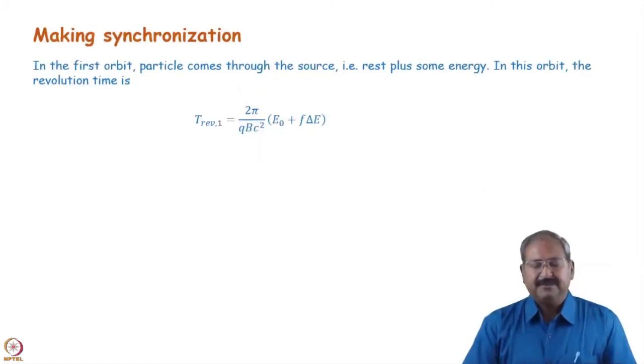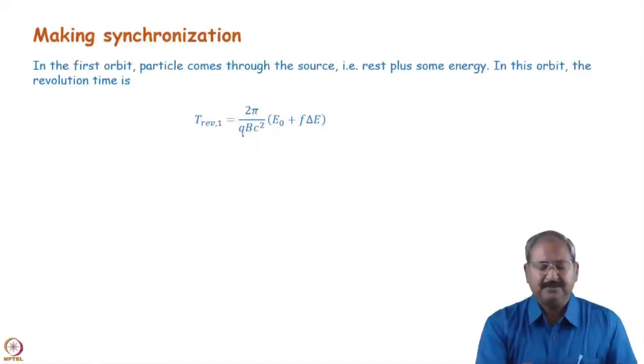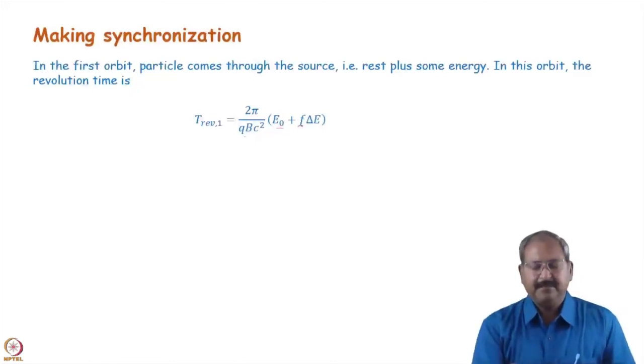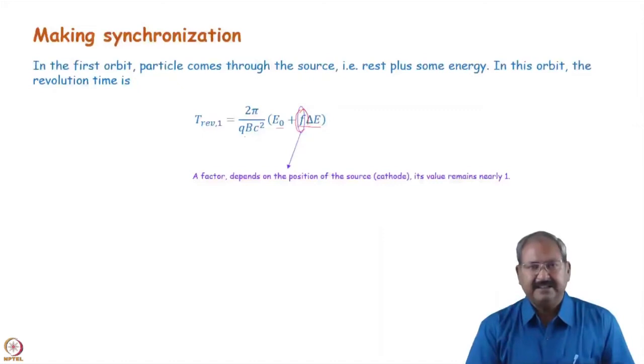So in the first orbit, what will be the T revolution? Here in the first orbit, T revolution will be 2 pi by q B c square times E0 plus some energy. E0 is the rest energy, plus some energy delta E, which is the energy gain when the particle passes through the RF cavity, and there is some fraction of RF. What does it mean? We will see in a moment. However, consider that there is a factor f and it comes into the first orbit because it depends on where we are putting our cathode, the electron source. So the position of the cathode inside the cavity dictates what should be the value of f. So this will appear only in the first term.